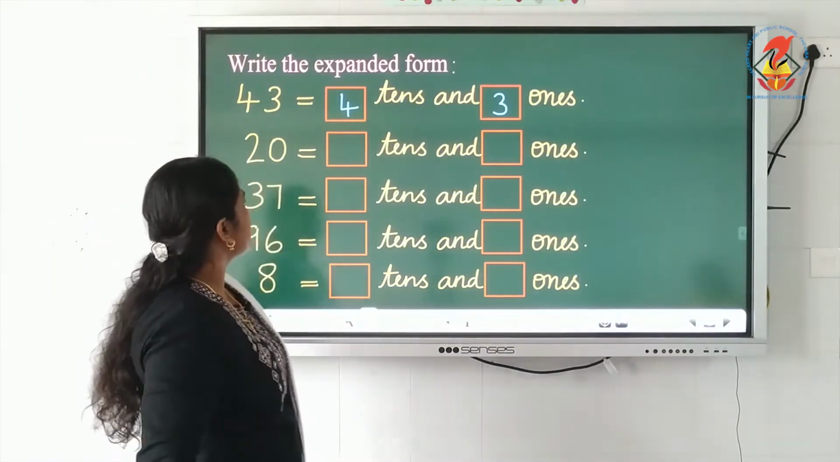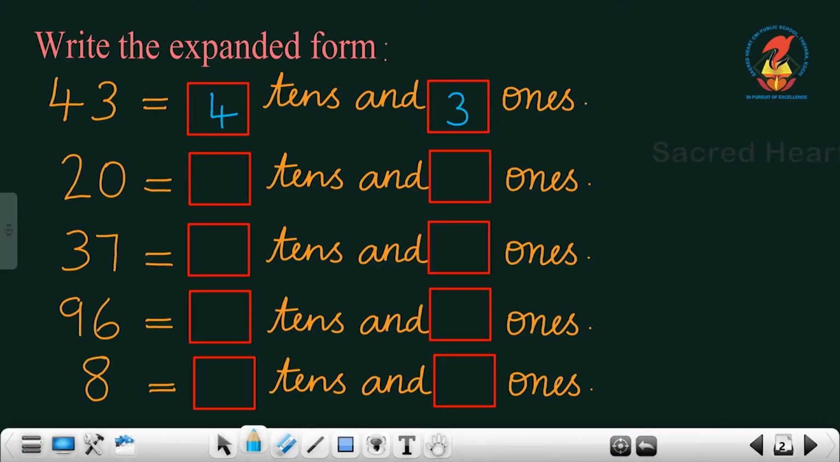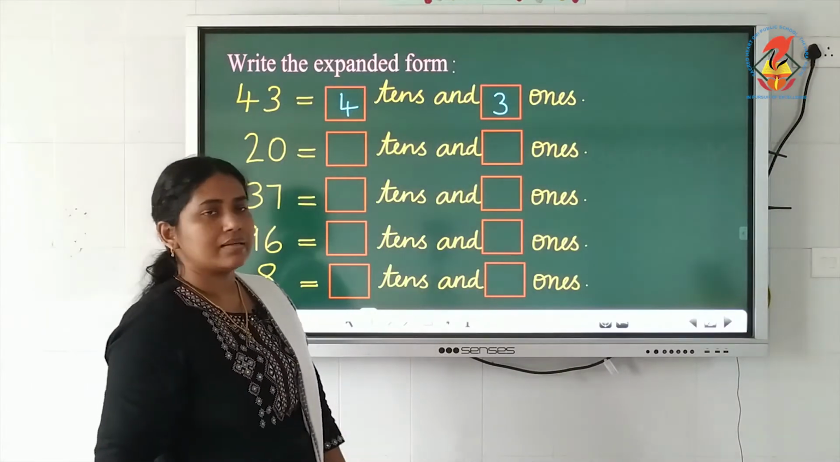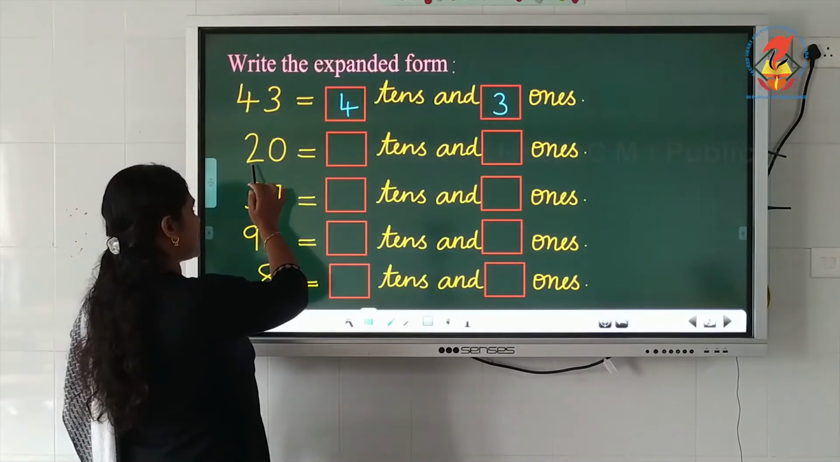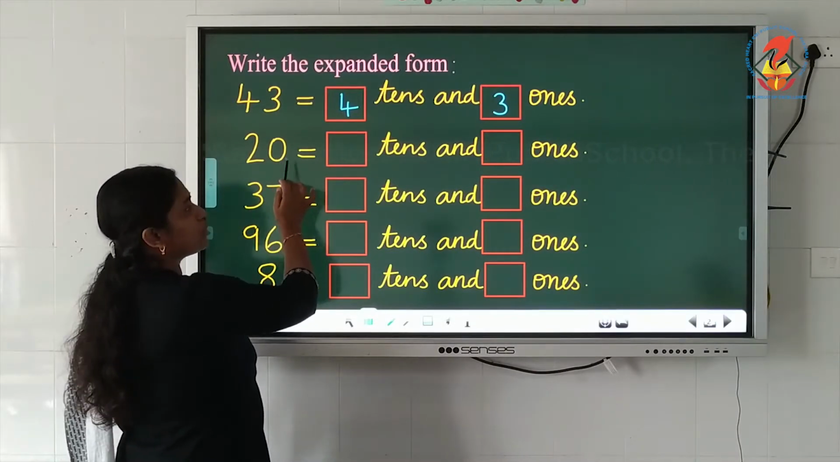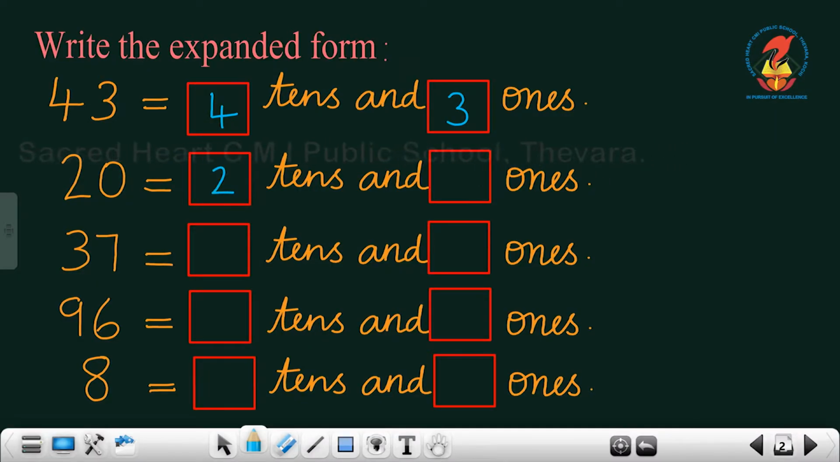Okay children. So look at the next question. What is this number? 20. In 20, how many tens and ones are there? 2 tens and how many ones? Is there any ones over here? No, 0 ones, is it? So we have to write 2 tens and 0 ones. Okay. Now look at the next number.